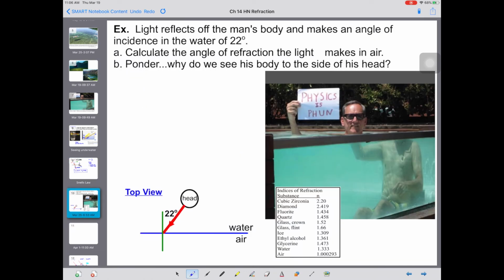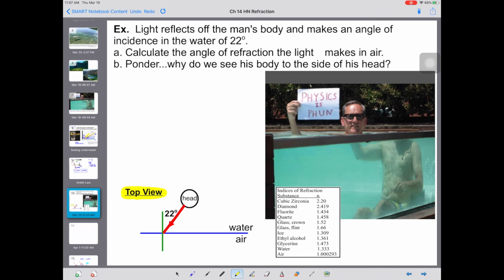So let's apply this back to our physics teacher photo there. Light reflects off the man's body and makes an angle of incidence in the water of 22 degrees. We want to calculate the angle of refraction the light makes in the air. Okay, so if we think about the light coming off the man's body, the diagram down here at the bottom, make sure you understand this is a top view. So you're up in a tree looking down on the top of the man's head.